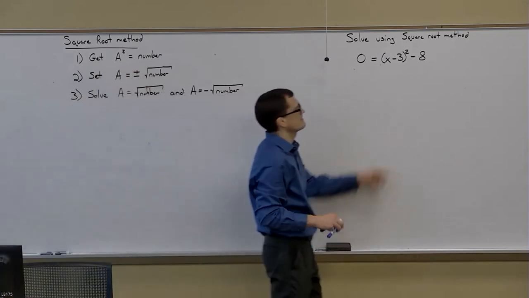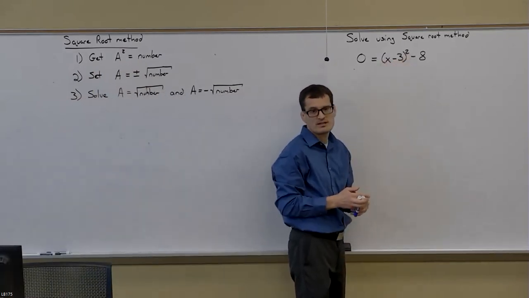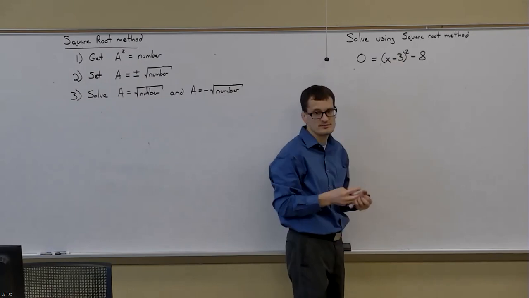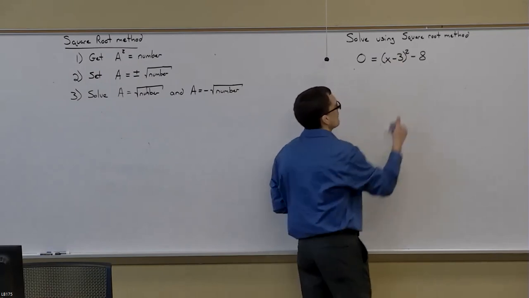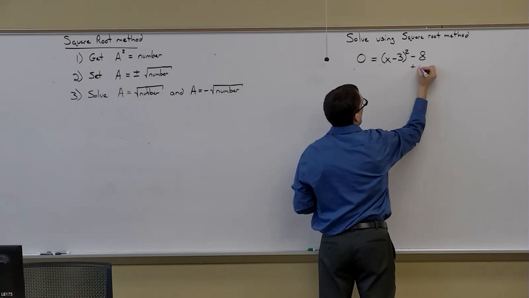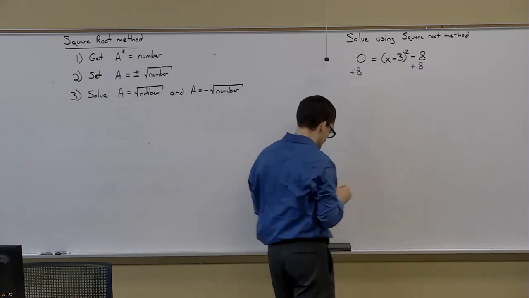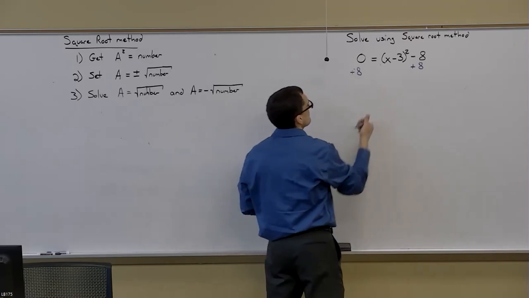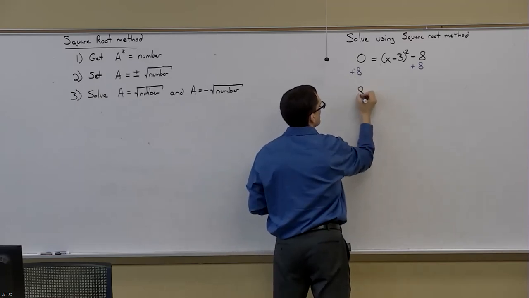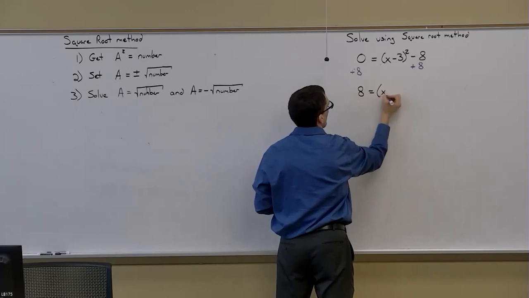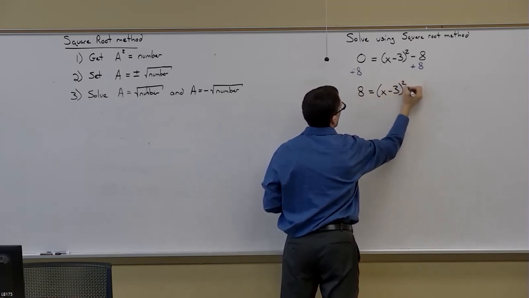So I need to isolate this something squared. In my case, x minus 3 is being squared. So to isolate that, I'm going to add 8 to both sides. So I have 8 is equal to x minus 3 squared.